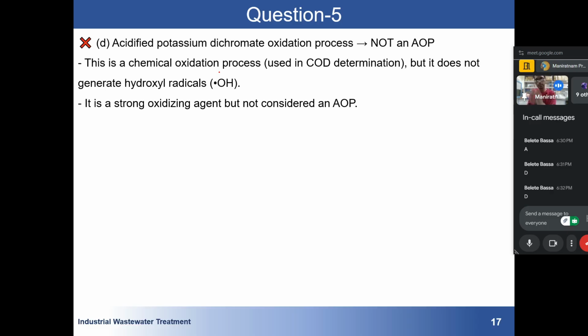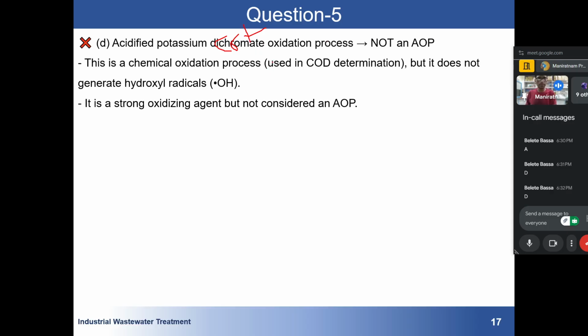See here, the chromium is in chromium 6 form, and what happens is that this chromium 6 form reacts with the organic compound. It itself gets reduced and converts into chromium 3, and it oxidizes the organic matter. Means this compound is directly acting on the organic matter. It is not converting something into OH radicals that then react with the organic matter. No, this is not happening here.